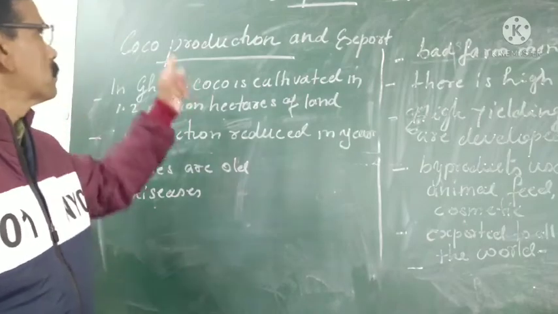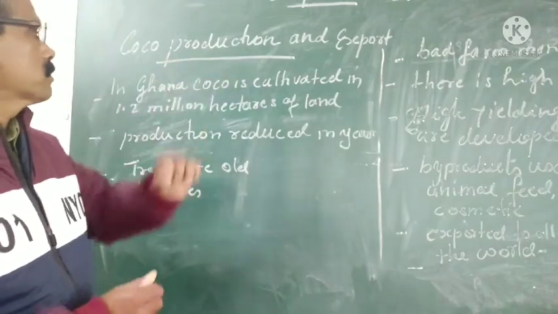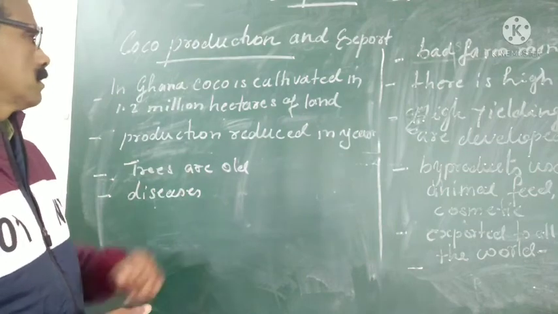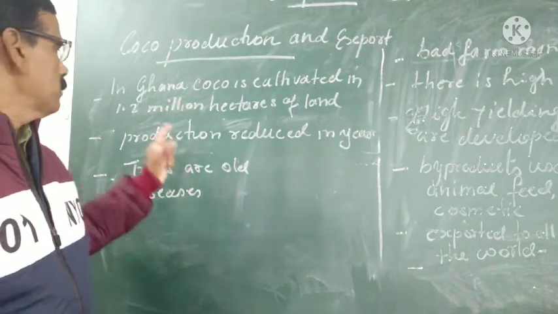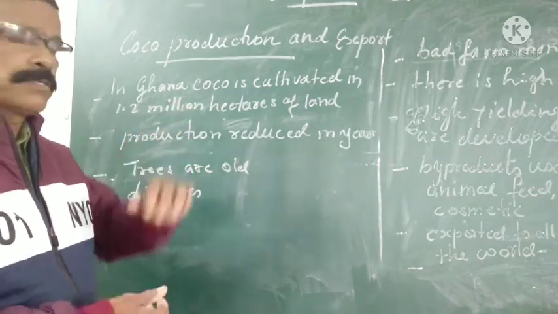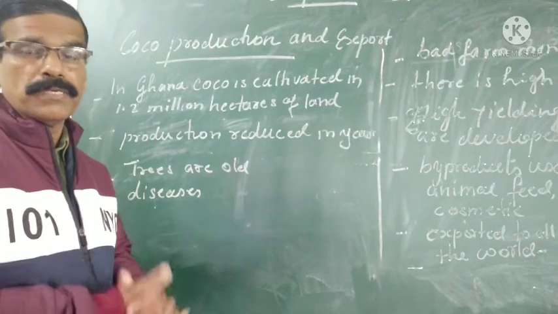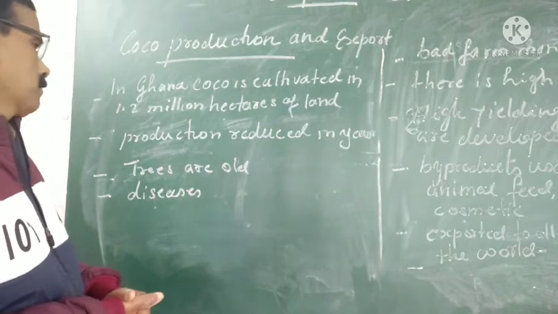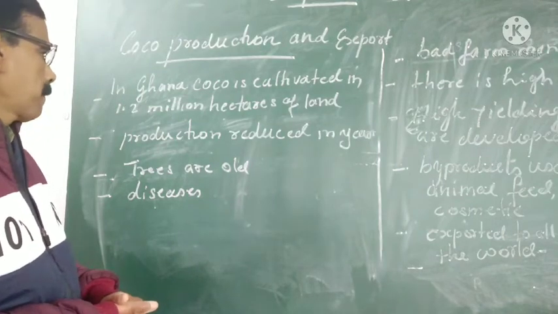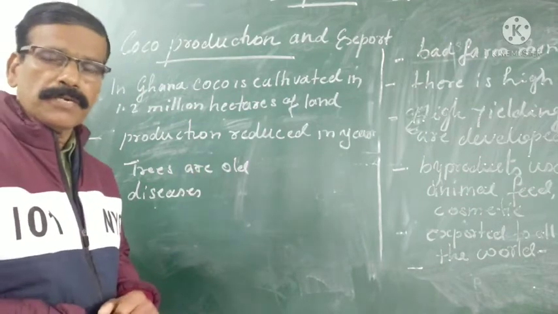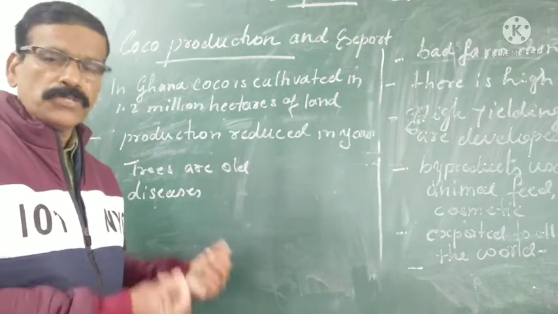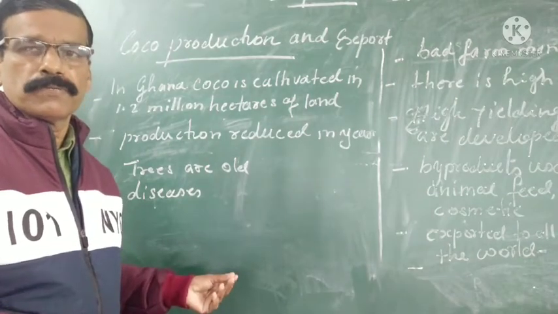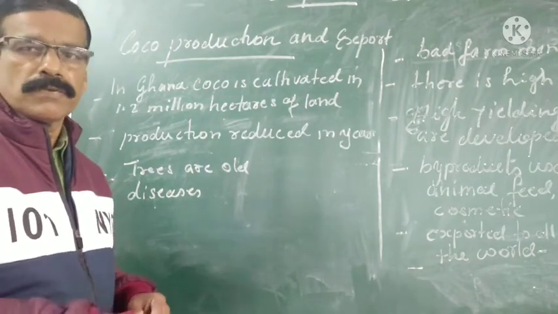Now let us see cocoa production and export. In Ghana, cocoa is cultivated on 1.2 million hectares of land. So this is a very large area in which cocoa is cultivated. And in recent years, the cultivation of cocoa has reduced there. There are a number of reasons, and I will bring these reasons to your notice.